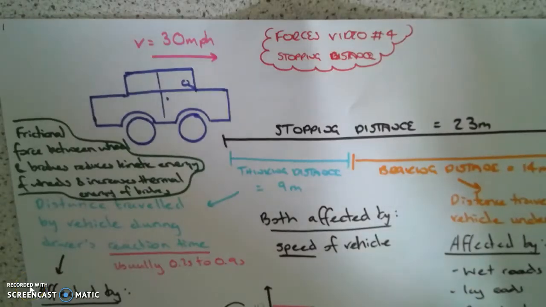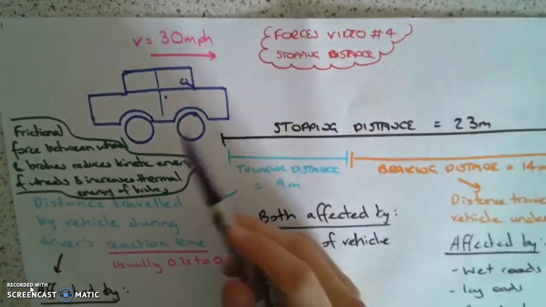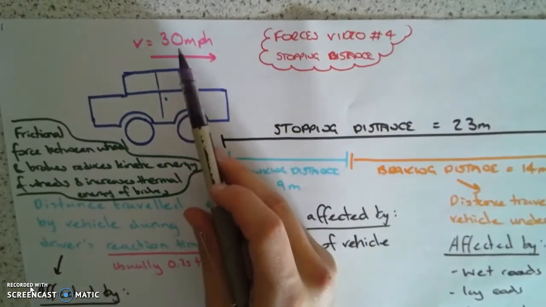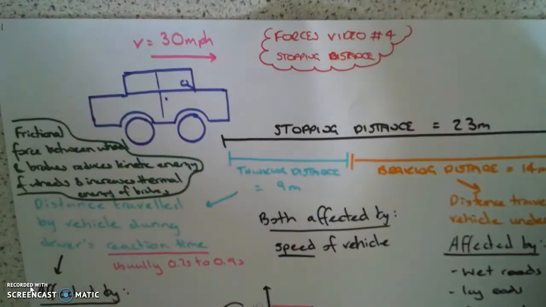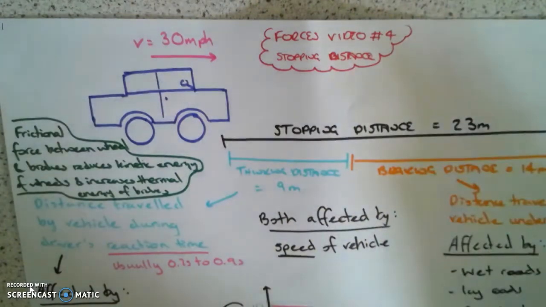Okay, so this is Forces video number 4, and it's all to do with stopping distance. So here we've got a vehicle, a car, and it's travelling at 30 miles per hour. And what's happened is something has changed outside of the car. So for example, a football's running along the road and a kid's chasing after it.